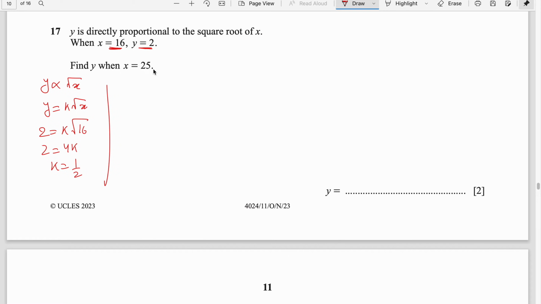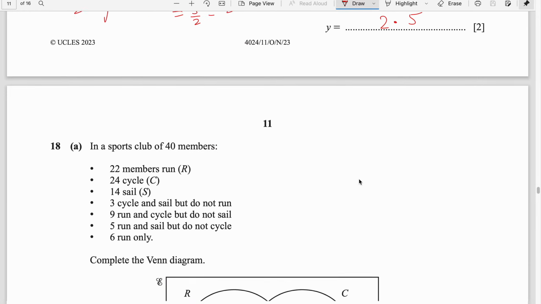So find y when x is equal to 25. Rewrite the equation: this is 1 by 2 square root x. So when x is 25, we get 1 by 2 times 5, which is 5 by 2. Write it as a fraction, decimal or mixed number. It's your choice.